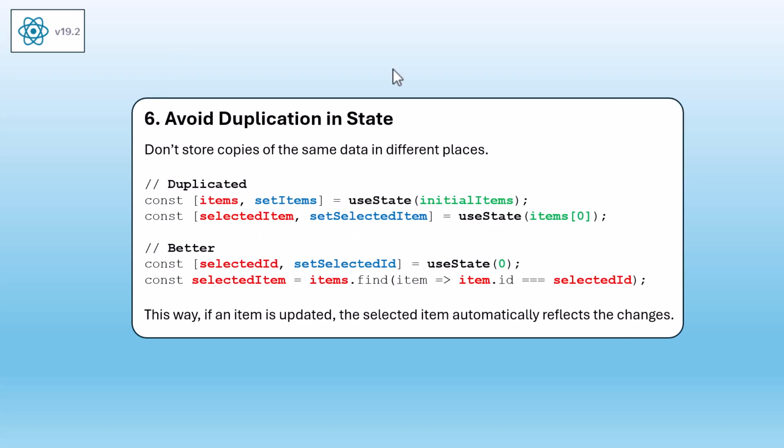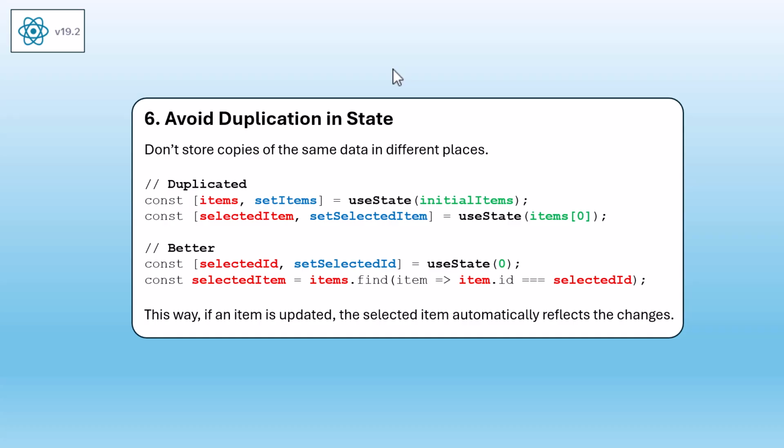6. Avoid duplication in state. Duplication happens when the same piece of data exists in more than one place. For example, imagine you have a list of snack items, and you also store one of them as the selected item. If that selected item is stored as a full copy of one of the objects in the list, then you're duplicating the same information. What's the danger? If the list changes, for example, if you edit the title of the snack, the selected item won't automatically reflect that change, because it's just a separate copy.